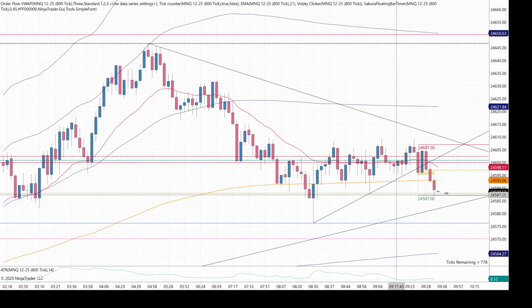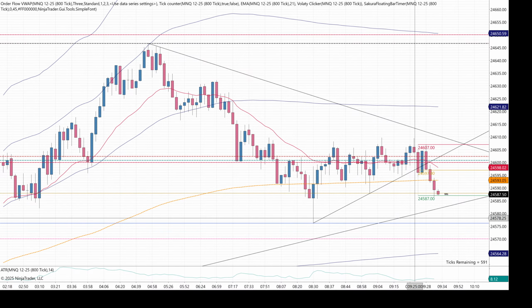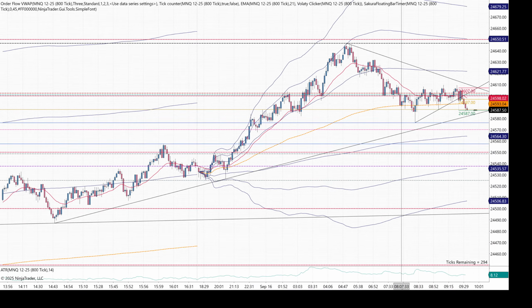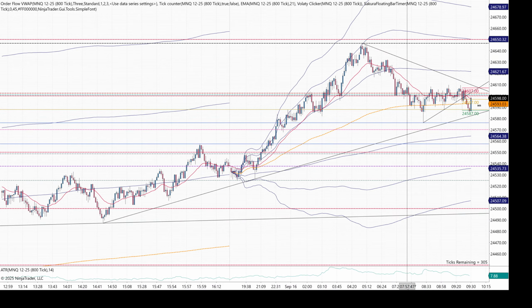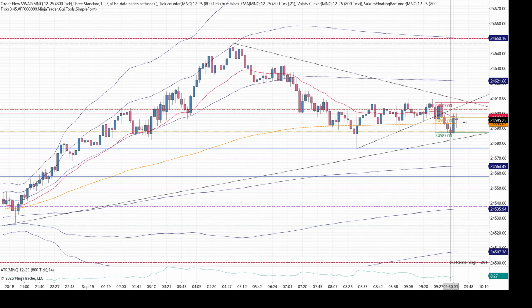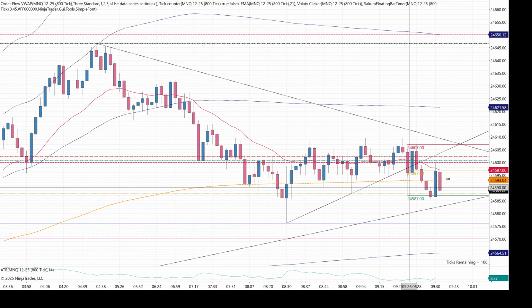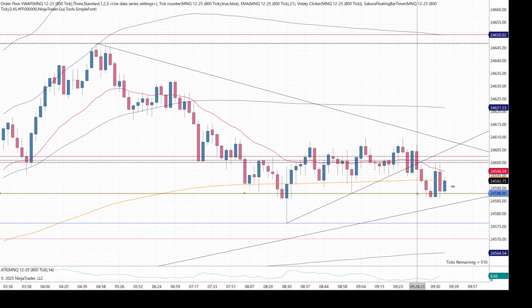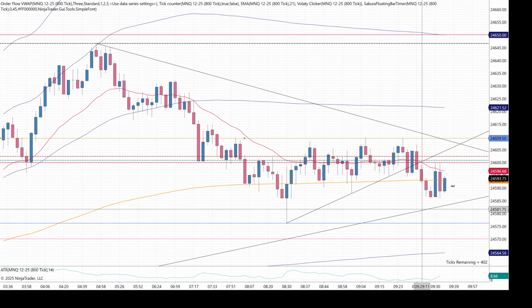We're testing the golden ruler right here. We did hit target on the bearish side. I do have a trend line that I've drawn up from earlier from yesterday that could potentially be support. All right, so this bearish trade is out, and golden ruler moves up to here.